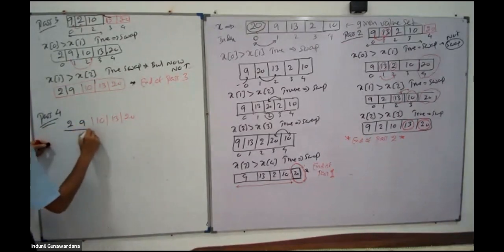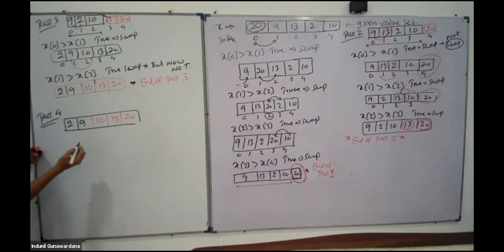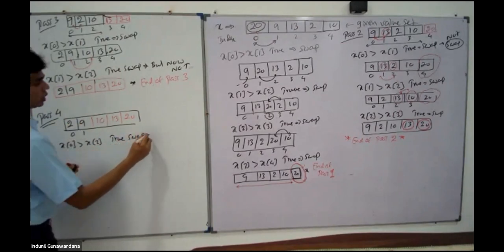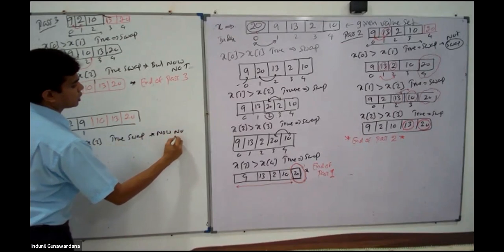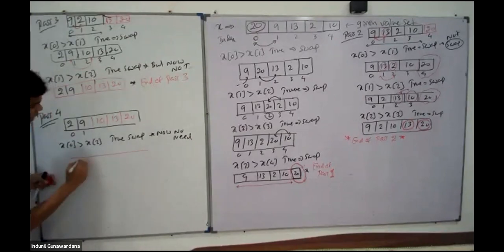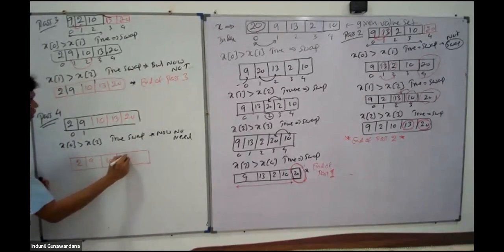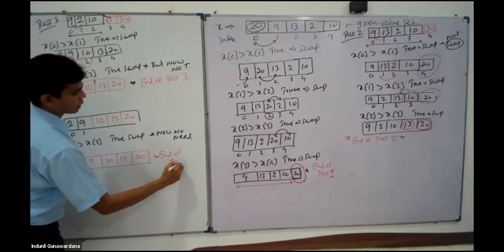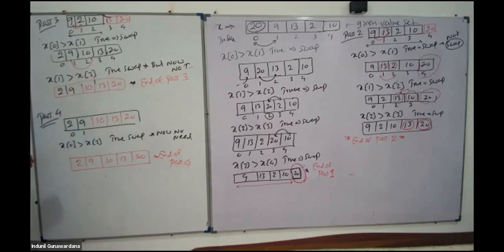Then we have to compare only the first two values. We don't have many more values available. Then this is 0, 1. Then we compare whether x0 is larger than x1. If it is true, we have to swap. But now, no need. It is already there. Since we have only two values, no need to proceed further. All the values are sorted now: 2, 9, 10, 13, 20. This is the end of pass 4, so the full list is sorted.